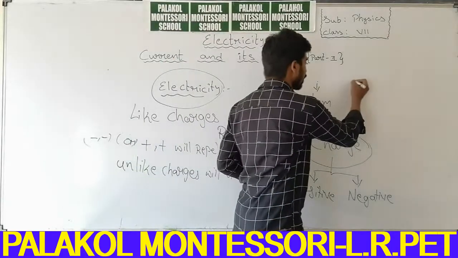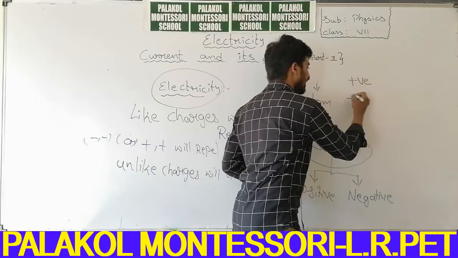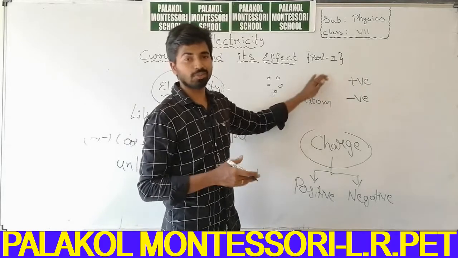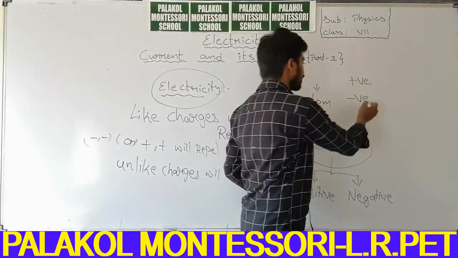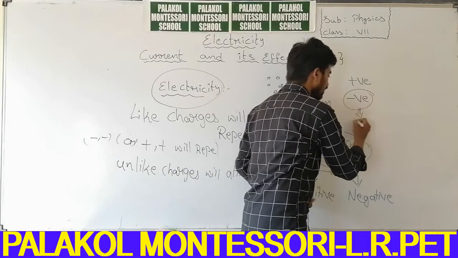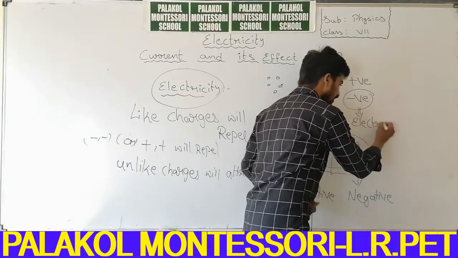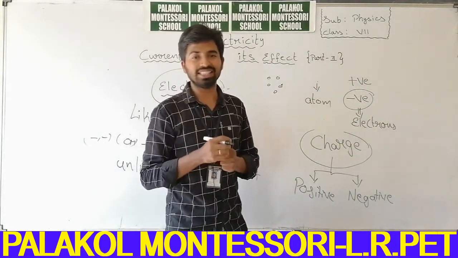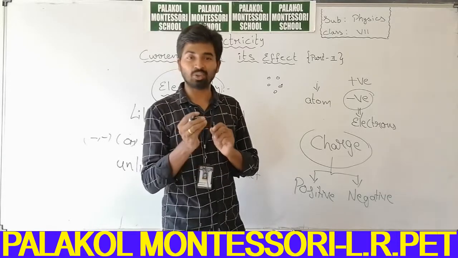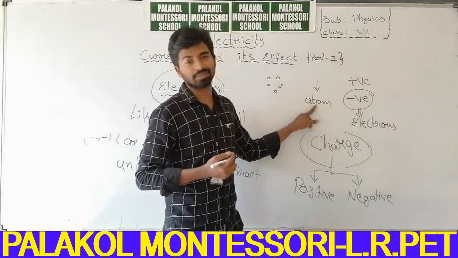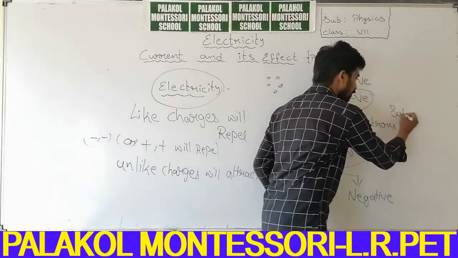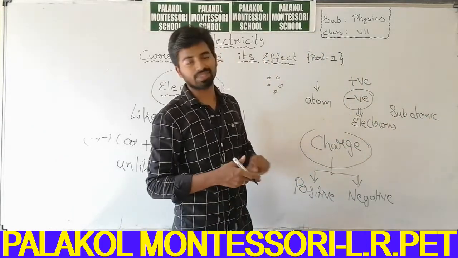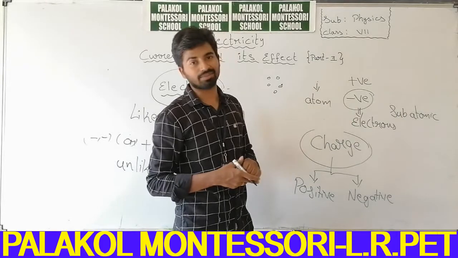This atom consists of positive charges and negative charges. It consists of both. What are the negative charges inside the atom? Those we call electrons. What is meant by electrons? Electrons are subatomic particles. Those are the particles present inside the atom. That's why we call them subatomic particles. These electrons are present inside the atom.